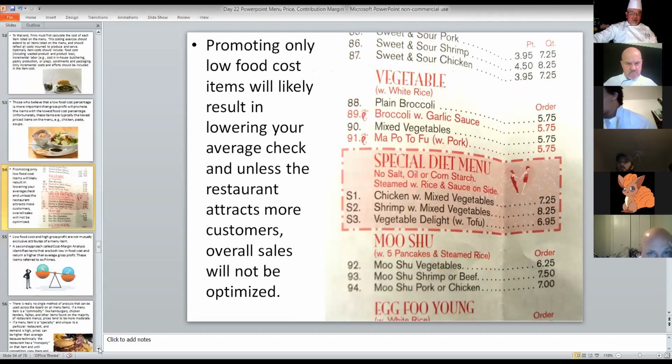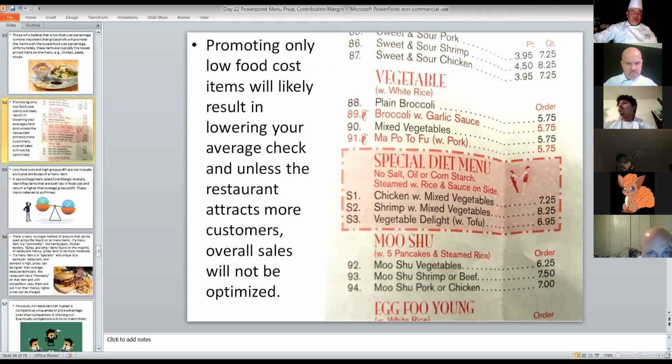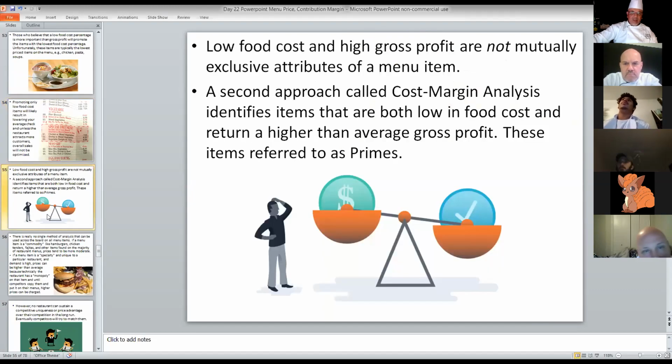So promoting only low food cost items will likely result in lowering your average check unless the restaurant attracts more customers. Overall sales will not be optimized. Here we have festival panini, broccoli order $5.75, and then a little square $8.75, $7.25. Low food costs and high gross profit are not mutually exclusive attributes of a menu item.